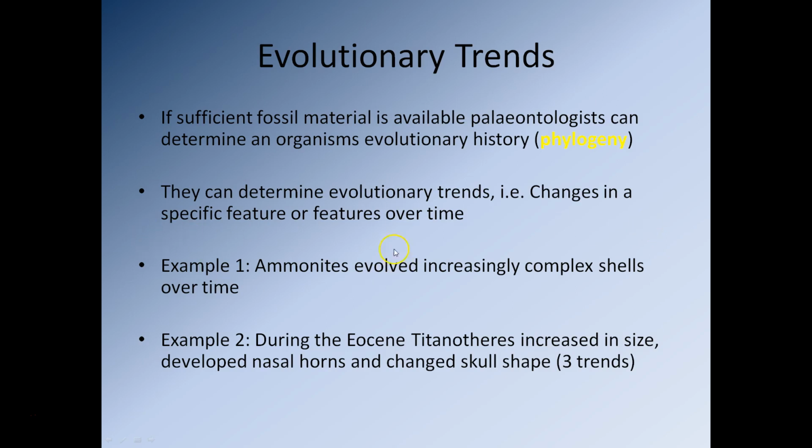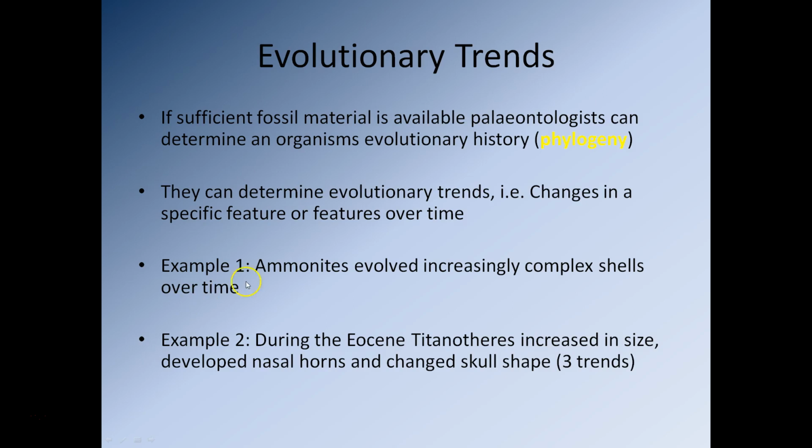So, we can look at some species like ammonites. These are a very, very common species. Once again, we'll discuss them more when we look at Mesozoic evolution. And ammonites, essentially, they're a group of cephalopods. That's the group that includes octopi and squids. And ammonites essentially have a coiled shell, and they evolved increasingly complex shells over time.